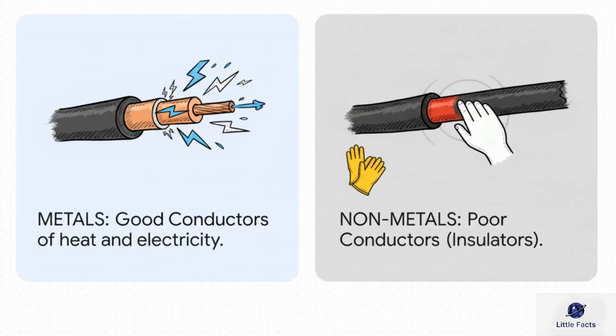So here's the bottom line, the big showdown. On one side, you have metals, awesome conductors. They let heat and electricity just flow right through. On the other side, you have non-metals, the poor conductors, or what we call insulators. And this one single difference is why an electrician's tools have plastic handles and why they wear rubber gloves for safety. It's literally a lifesaver.